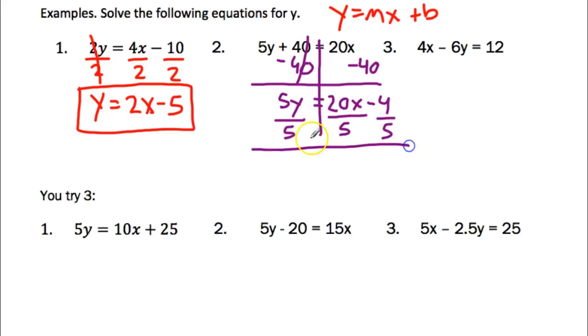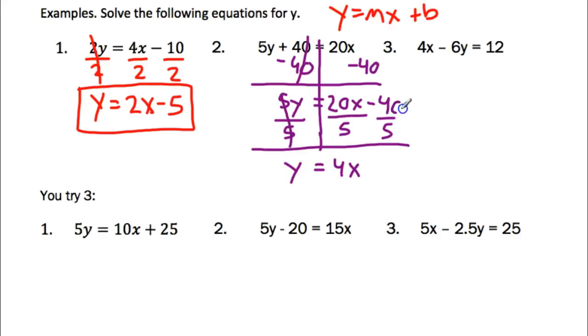Alright, I'll draw another line. Let's see what we get for an answer. These 5's cancel. I'm left with y over here. 20 divided by 5, that is 4. And I bring down the x.